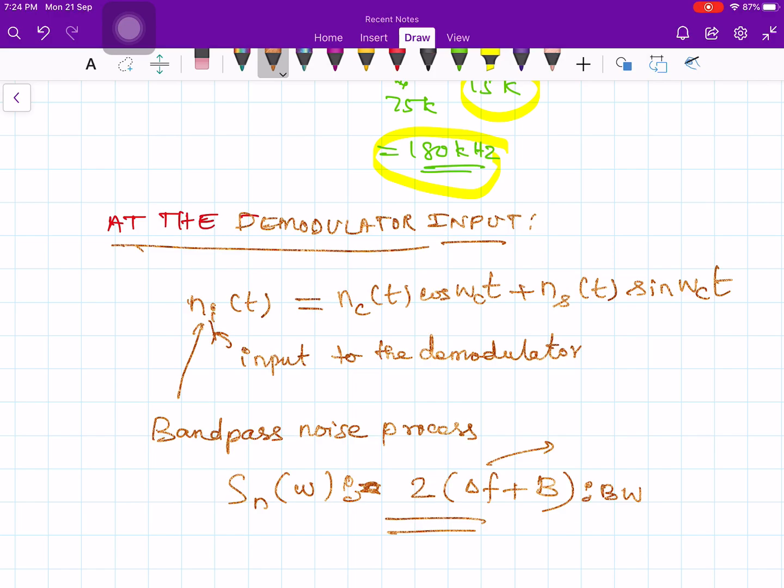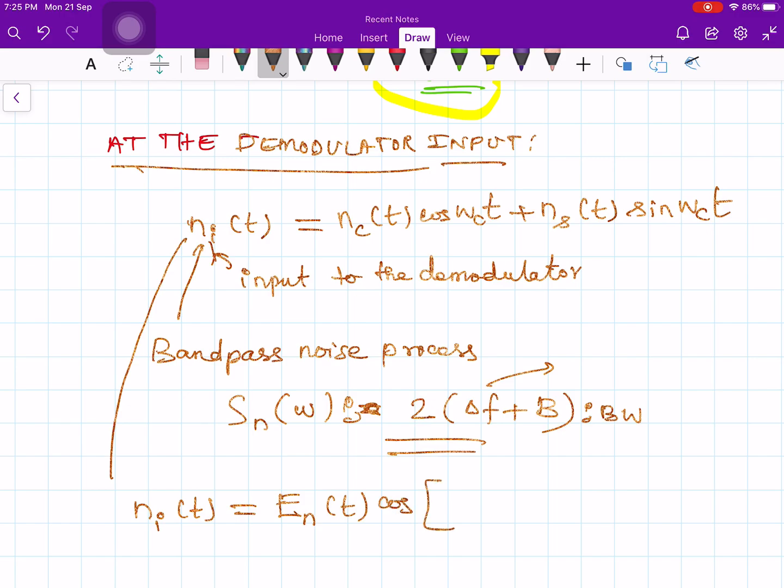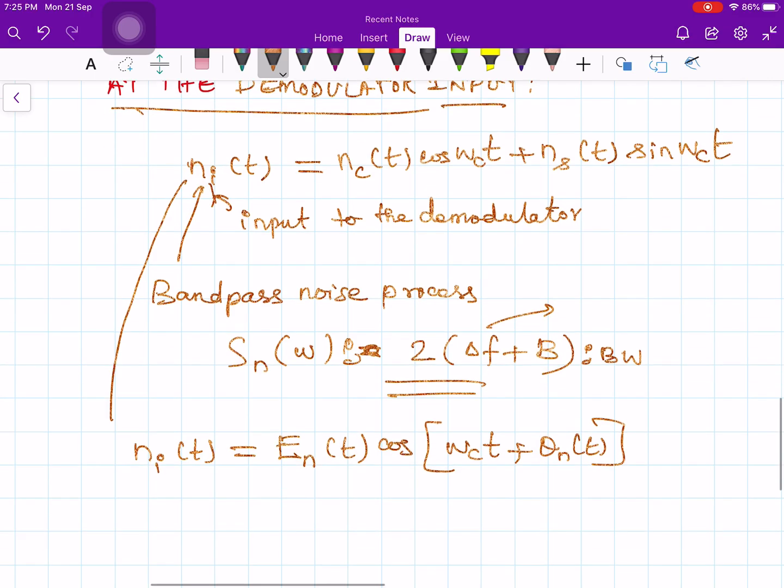Alternatively, we can also write this Ni of t in terms of its envelope and phase angle. Therefore, this ni of t alternatively can be written as the envelope, denoted by En of t, times cosine of omega c t plus theta n of t. I am going a little slow because this noise analysis in FM systems is quite complex, so I don't want to rush through it.